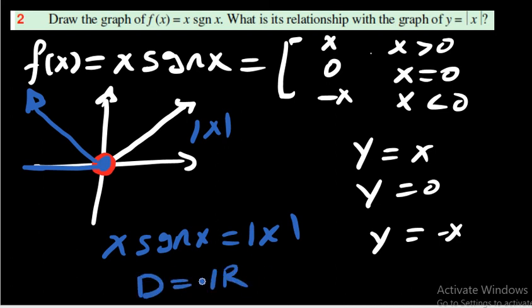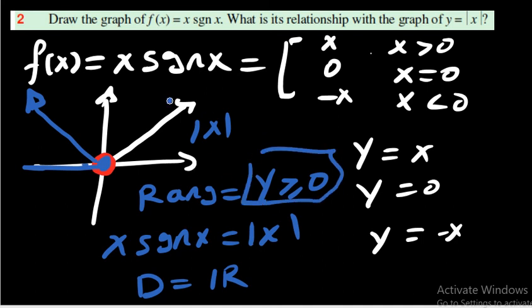What is the domain? The domain is the set of real numbers. We can take any number. What about the range? The range will be y greater than or equal to 0, because the graph is completely above the x-axis. So the range will be y greater than or equal to 0. So this is the graph of y is equal to x signum x.